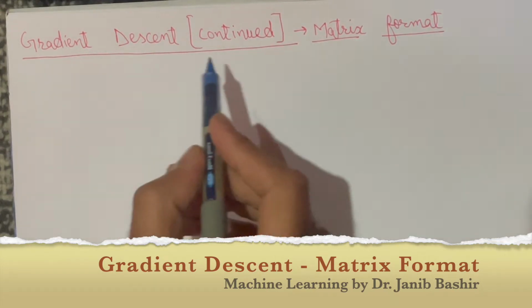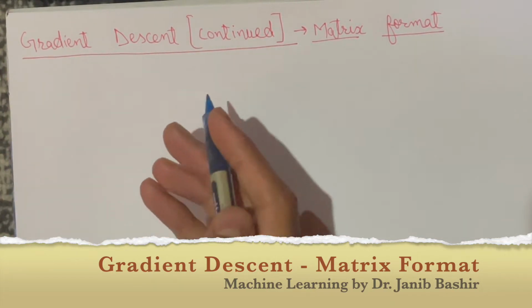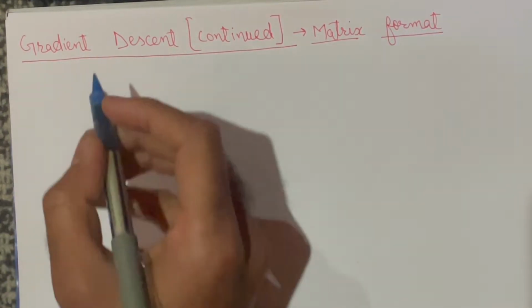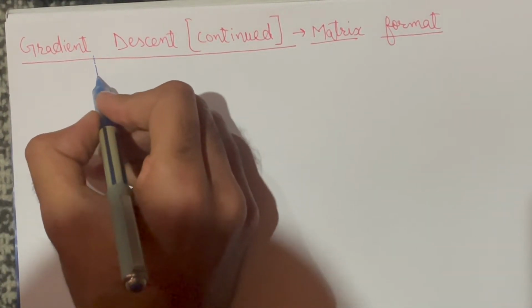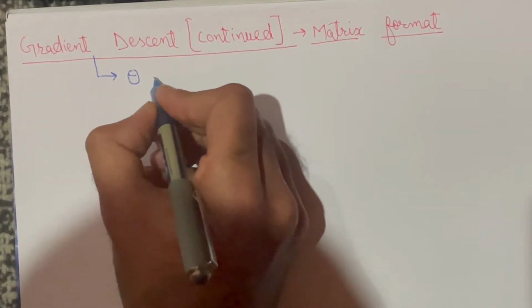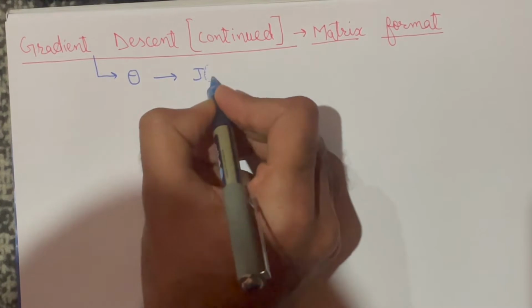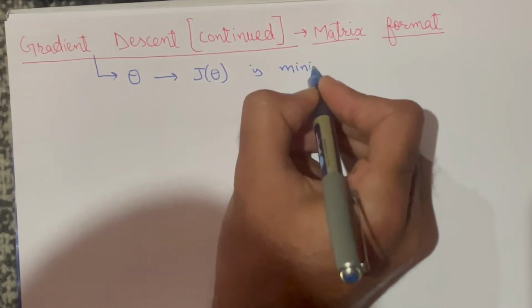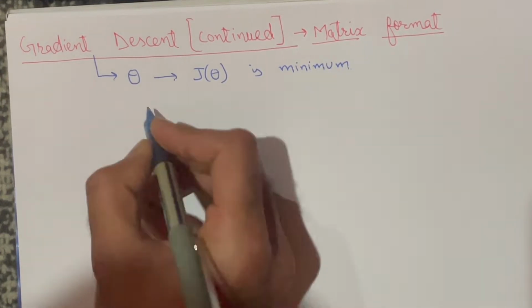So in this particular video, we will continue the discussion of the last lecture, that is gradient descent. We said that this algorithm is used to find the optimal values of theta such that J theta is minimum. J theta is our cost. And we said how we can do it.